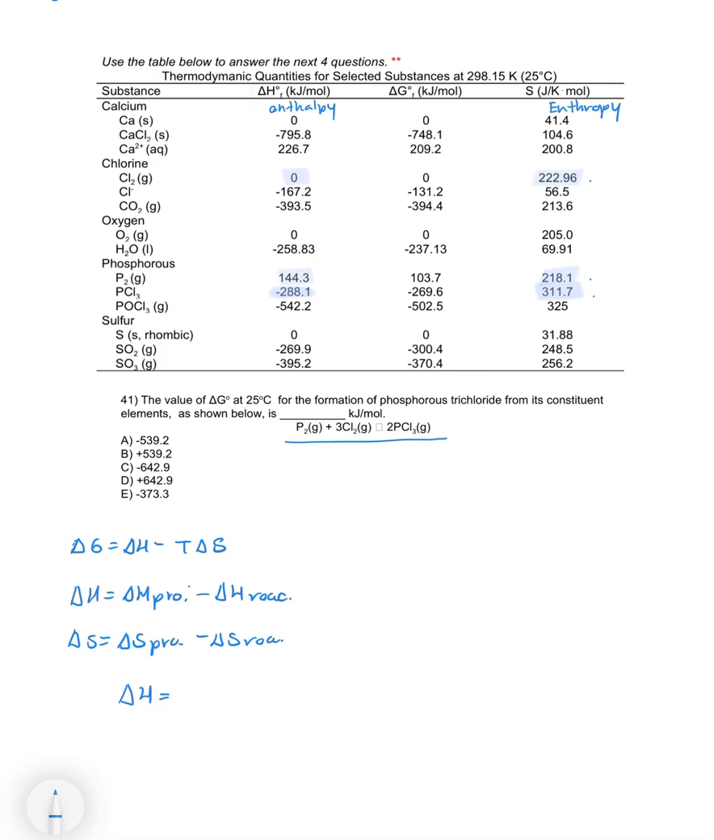Delta H is equal to 2 times the value of PCl3, which is negative 288.1, minus the reactants, which is P2, 144.3, plus 3 times 0. This cancels out and we're left with 2 times negative 288.1 minus 144.3, which is equal to negative 720.5.